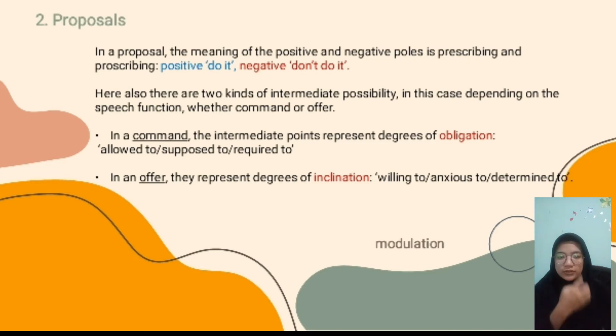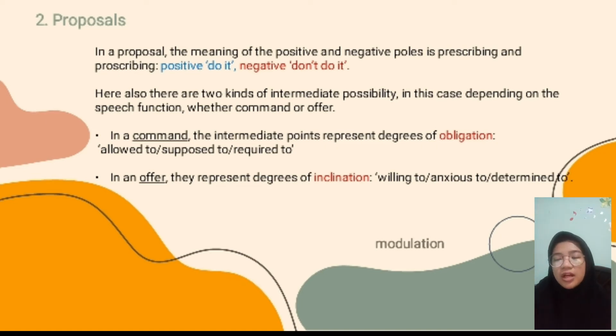Okay, we go on to the next material about proposals. In proposals, the meaning of the positive and the negative pole is prescribing and proscribing. Prescribing means the positive, do it, so we have to do what the speaker said. And proscribing is the negative, don't do it. So it's like a prohibition for us doing something.